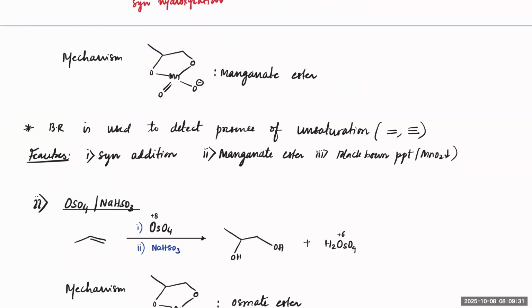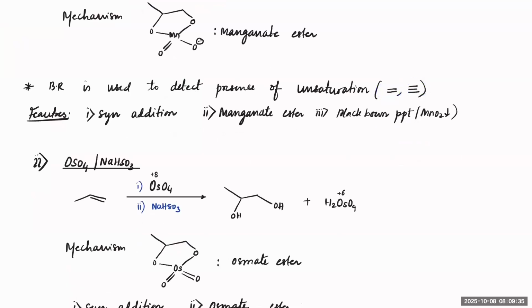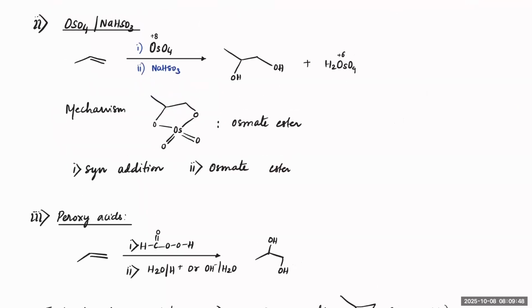It is used to detect the unsaturation of double bond and triple bond. So syn addition, manganate and black-brown precipitate. Oxidation state changes from +7 to +4. Same reaction with osmium tetroxide, osmate ester will form, syn addition will happen. This is the product you will get. Oxidation state changes from +8 to +6.